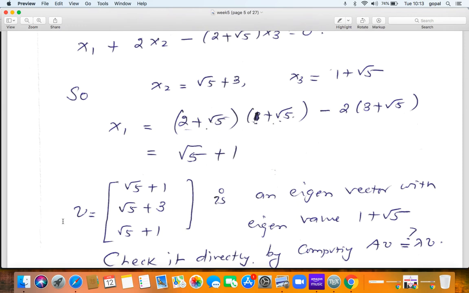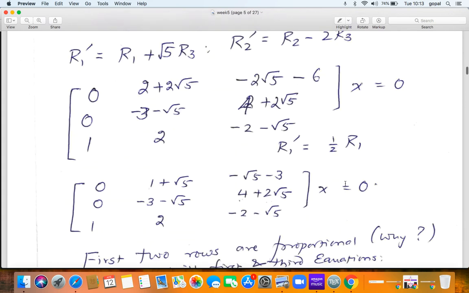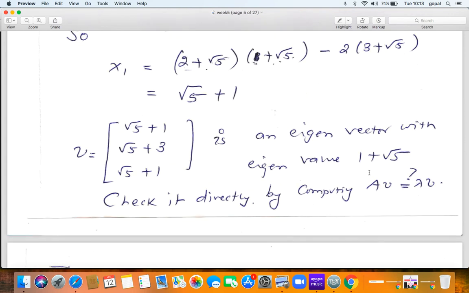Check: calculate Av, and you check that Av will be equal to the eigenvalue 1 plus root 5 times v. You can do the check if you like as a spot check. So that's an eigenvector with eigenvalue 1 plus root 5.